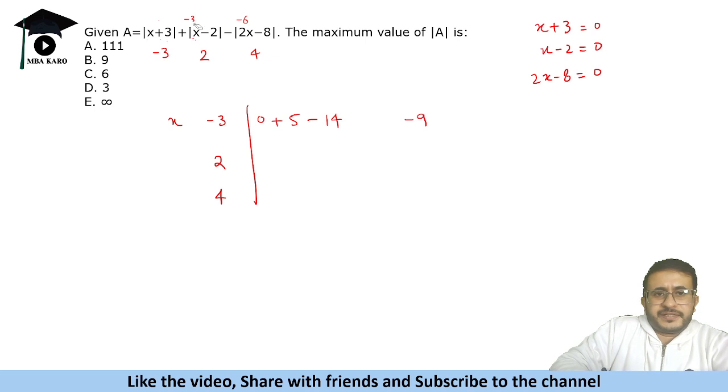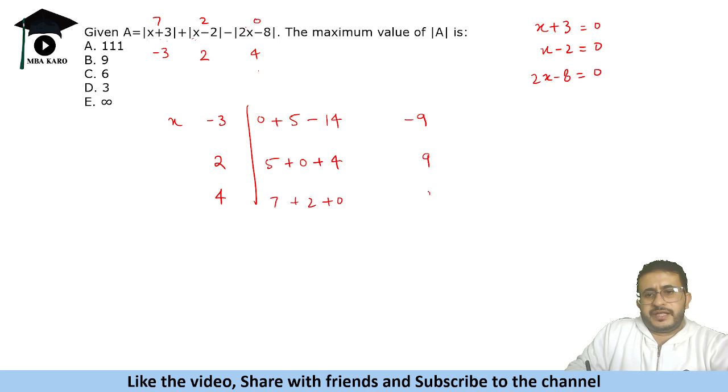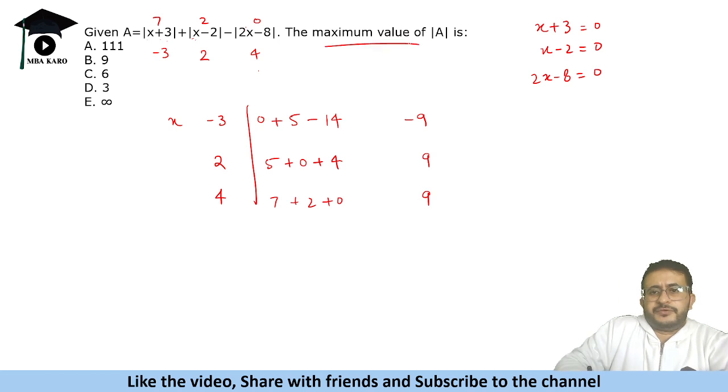And the second case, if we put x equal to 2, this is 5, this is 0, and this is 4 minus 8, that is minus 4. So 5, 0, 4, this is 9. And the third case is 4. If we put 4, this is 7, this is 2, and this is 0. So we get the value as 9. The maximum value is 9.